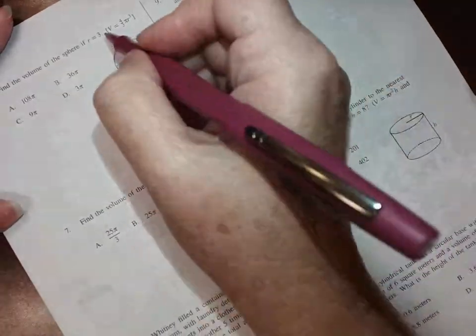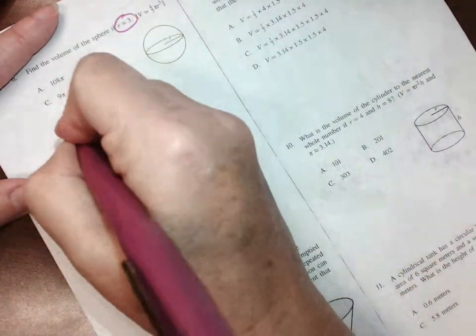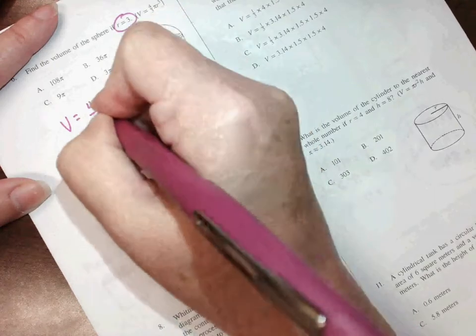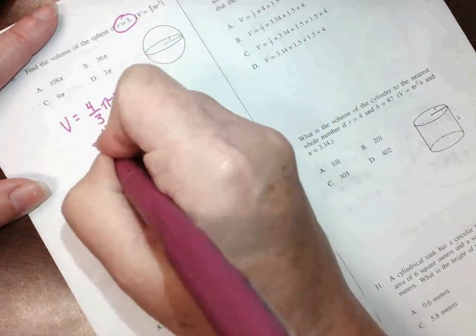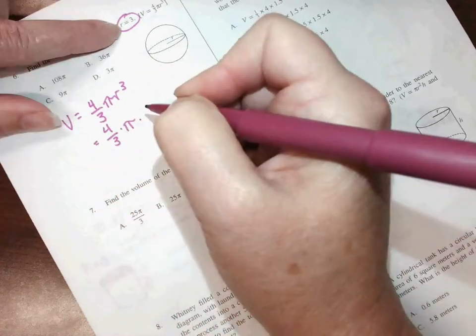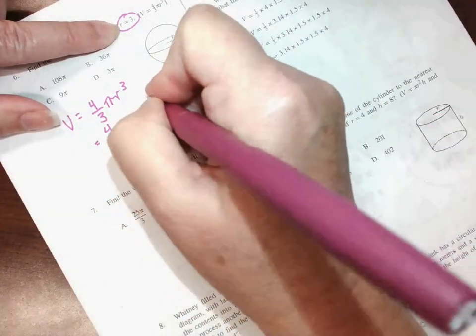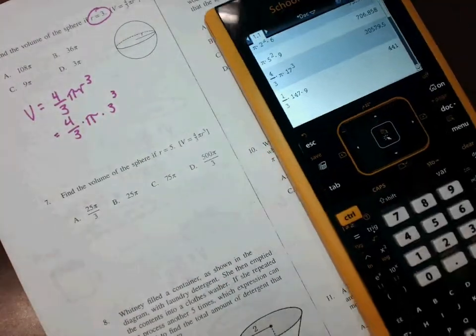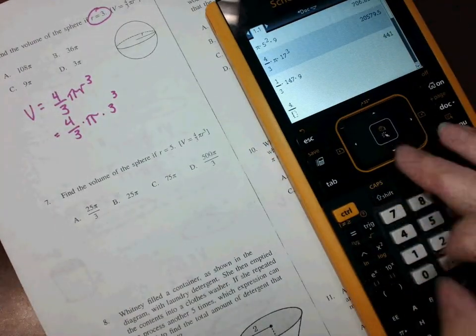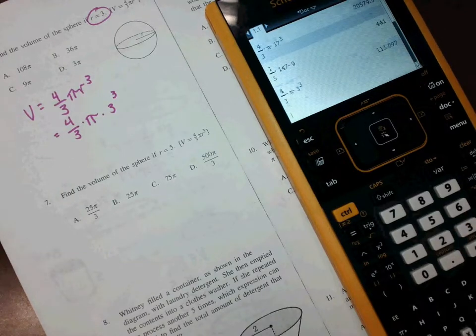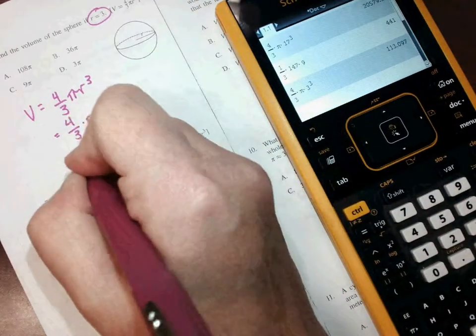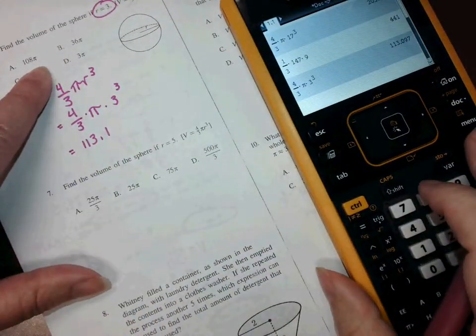Number 6, volume of a sphere if the radius is 3. So my formula, according to my formula chart, is 4/3 pi r cubed. The only thing I have to fill in is the r. 4/3 times pi times, it tells me right there, my r is 3. 3 to the third power. Get my calculator out, control divide, 4/3 times pi times 3 cubed. There's my answer, 113.1.